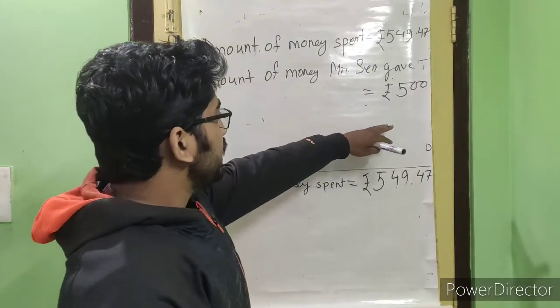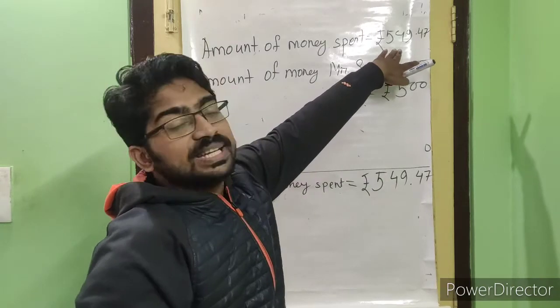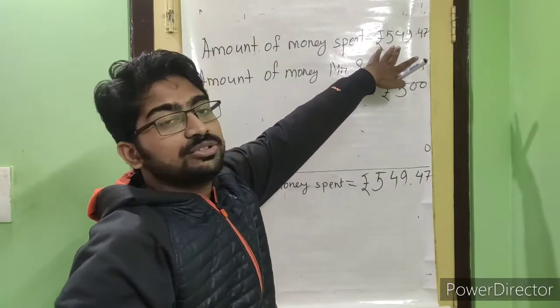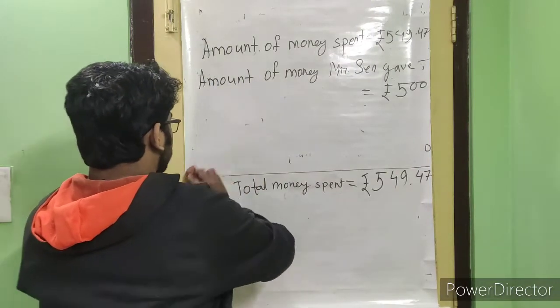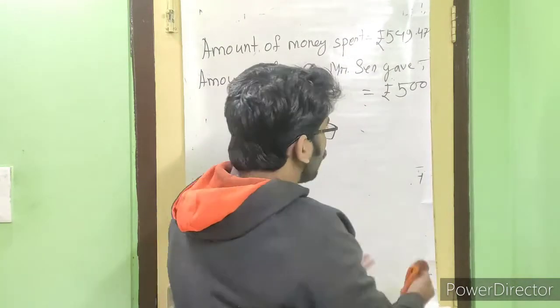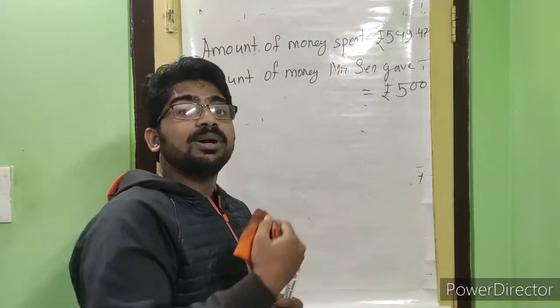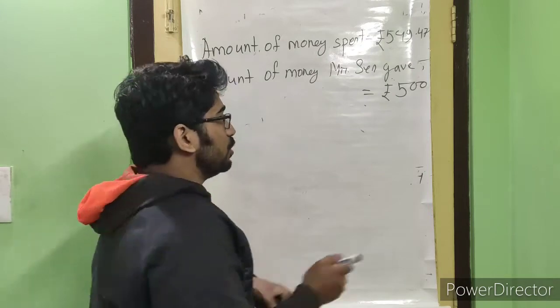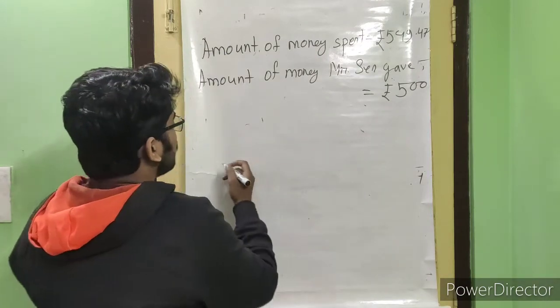Mr. Sen has given a lesser amount of money than what he needs to pay to the shopkeeper. Okay, so that means what? Mr. Sen needs to pay more. Now the amount we need to find is how much he will pay. So how will we find it?